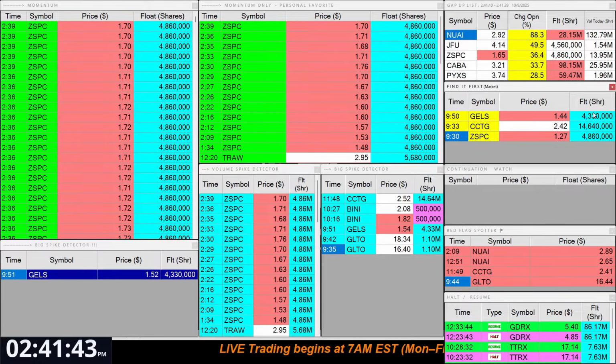GELS, 144. ZSPC, 127. CCTG, 242. You can see over here 252 on there. And this was alerted at 9:33. Then later on, it hit 252. So it did get a bump up. Not much, but 10 cents there. GELS, ZSPC. Of course, we want to see multiple alerts right now. We're seeing some conditions here that are not favorable, but that's okay.